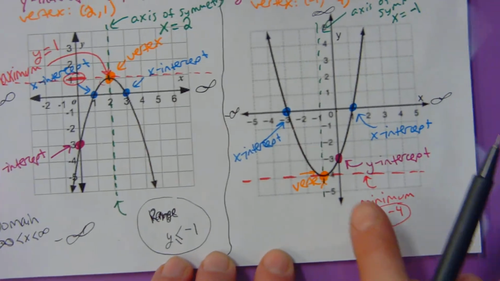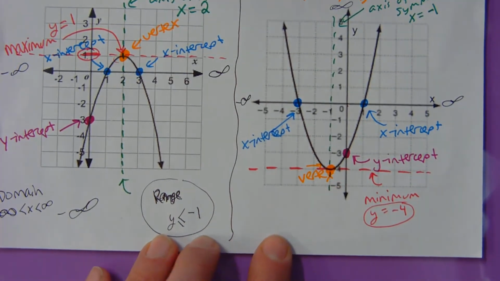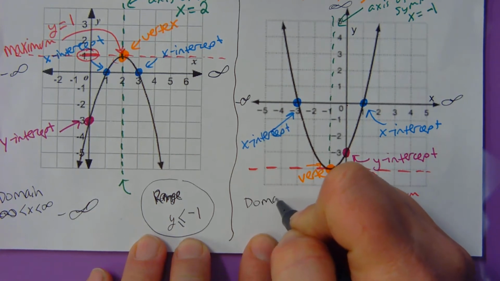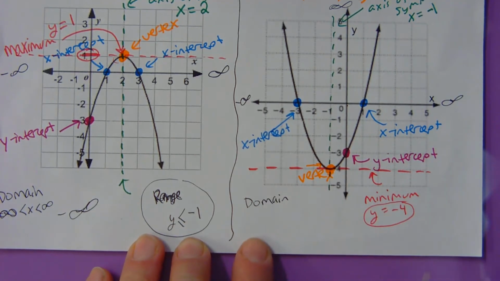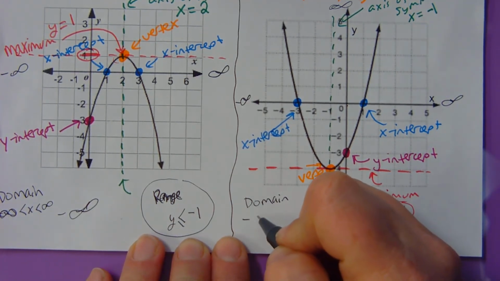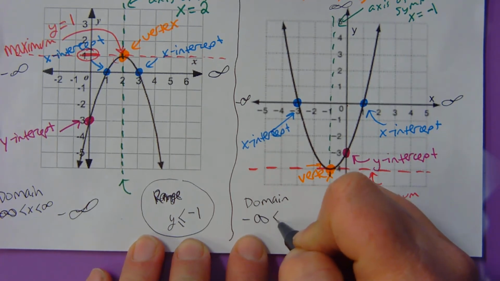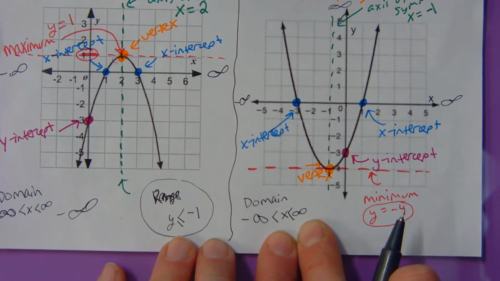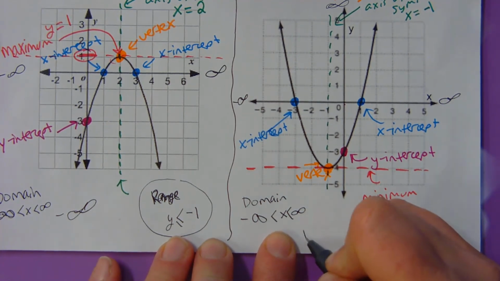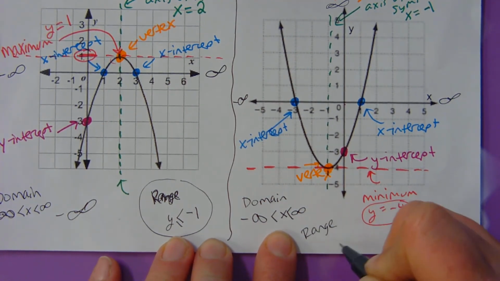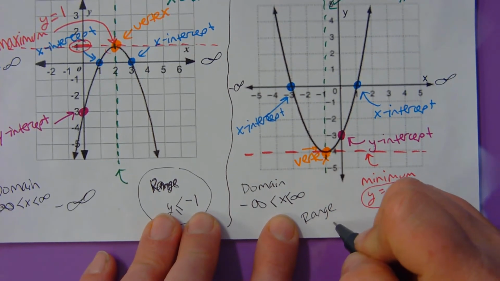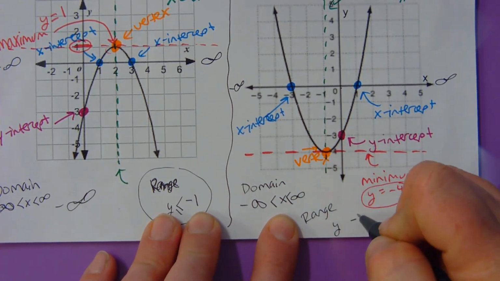And then on this one, you should try it first. What's my domain? All parabolas are the same for the domain. Negative infinity is less than x, which is less than positive infinity. And then your range, again, your y values. In this case, y is here. So I always go like y, and this is negative 4.